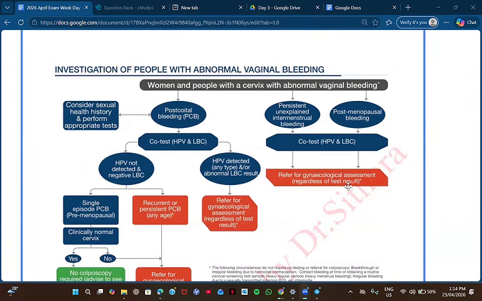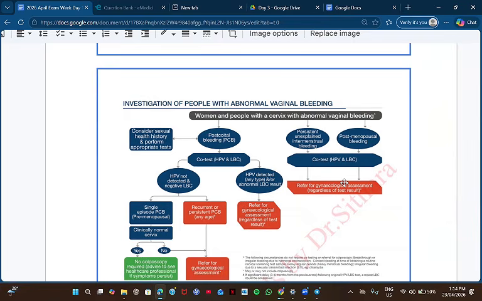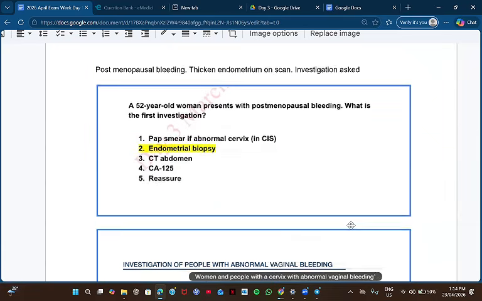That's why here they are also mentioning refer for gynecological assessment. That means they want to take the samples to rule out endometrial cancer. But remember, the core test also has to be done if the patient presents with postmenopausal bleeding. Very important, okay? Core test, and the definitive diagnosis is endometrial biopsy. Remember this one.